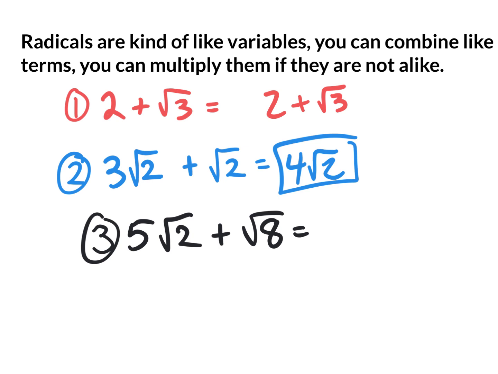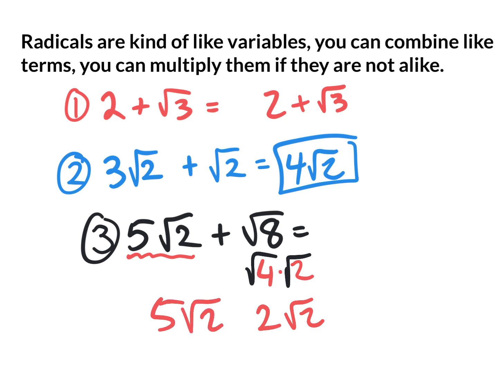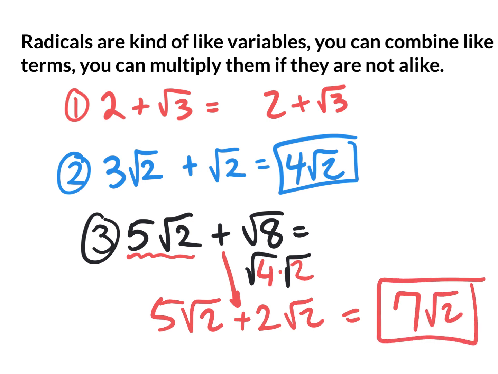Check this out. The square root of 8, I could actually simplify the square root of 8. I could rewrite that as the square root of 4 times 2. I could square root the 4, and I will have 2 square root of 2. And now I could take this 5 square root of 2 and add it with the 2 square root of 2, because now they are 5 apples plus 2 apples. Now they really are the same radical, giving you the final answer, 7 of those apples, 7 of those square roots of 2. I hope this makes sense.